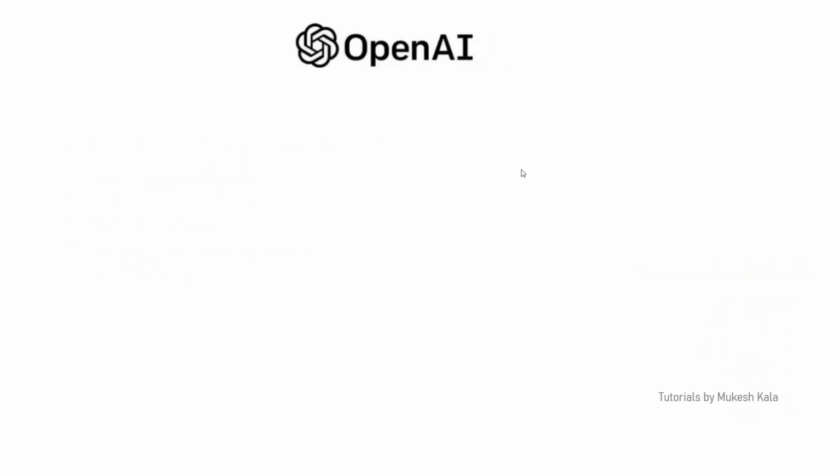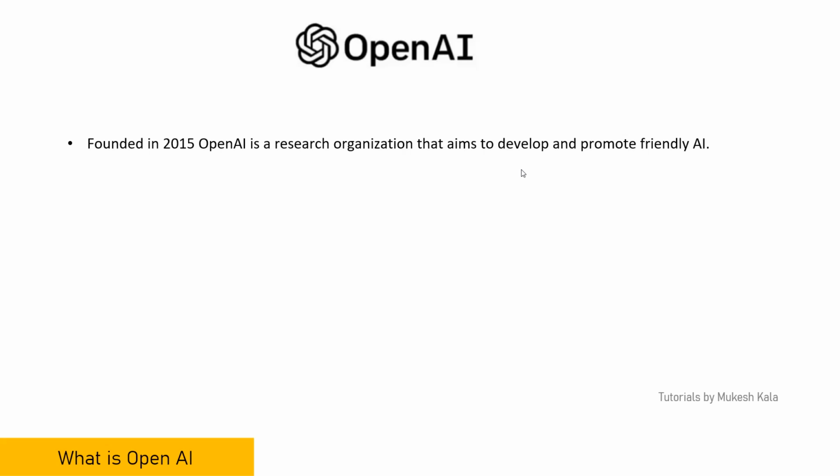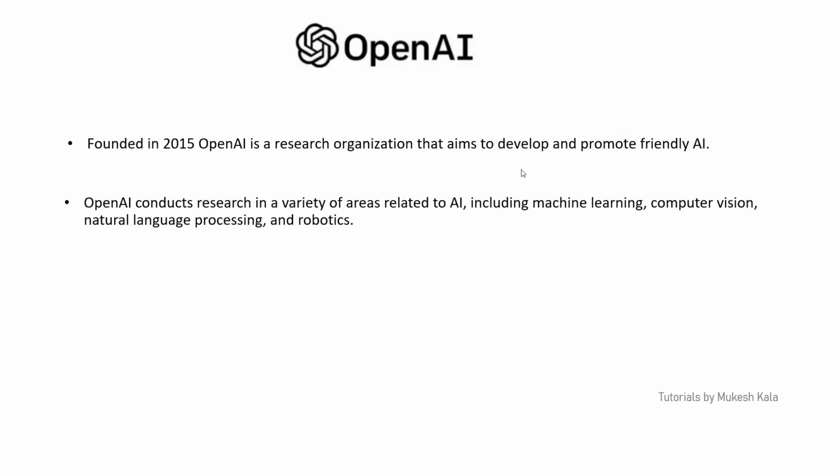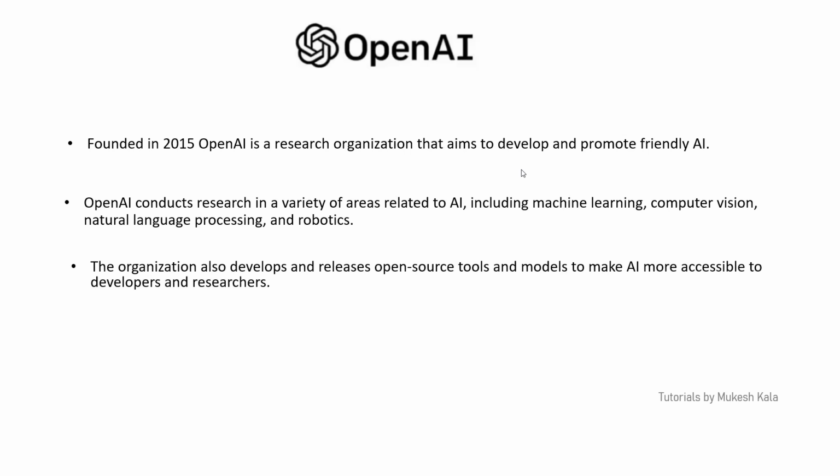So let's get started by having a quick introduction about OpenAI. OpenAI is an organization which was founded in 2015. It is a research based organization that aims to develop and promote friendly AI. When I say AI, it simply means artificial intelligence. OpenAI as an organization conducts research in various areas like computer vision, natural language, and robotics. This organization also develops some open source tools and models to make AI accessible to the developers and the researchers.